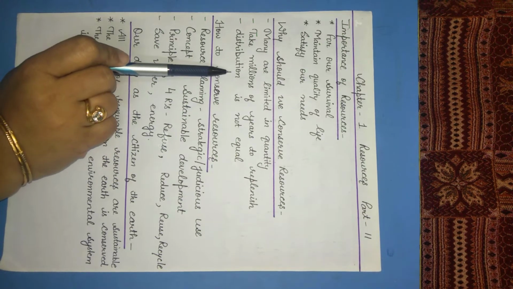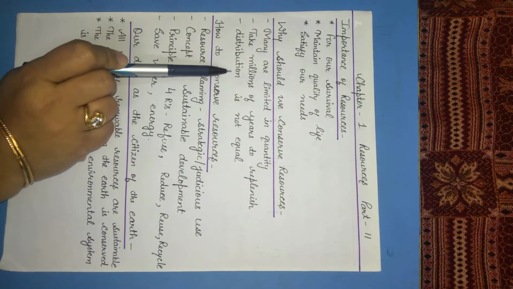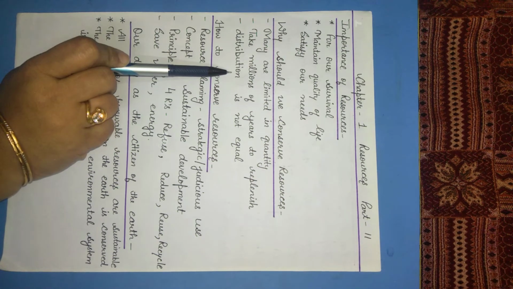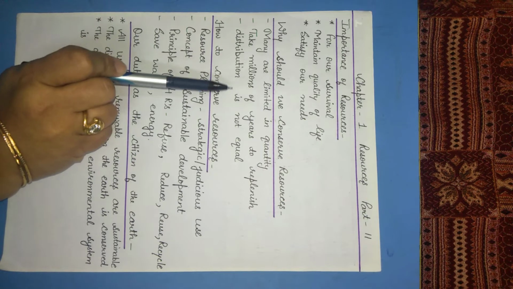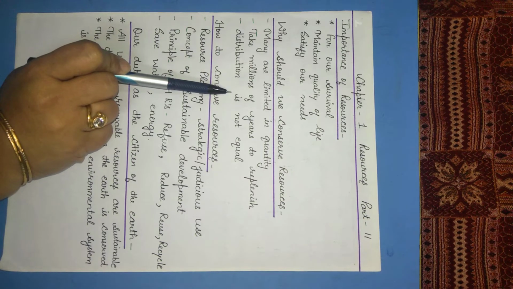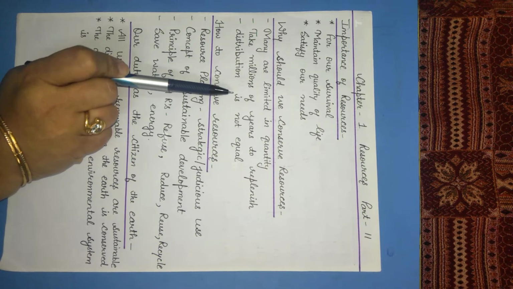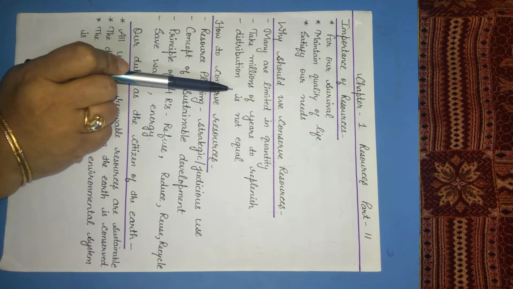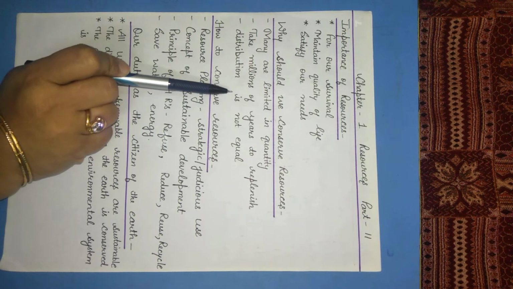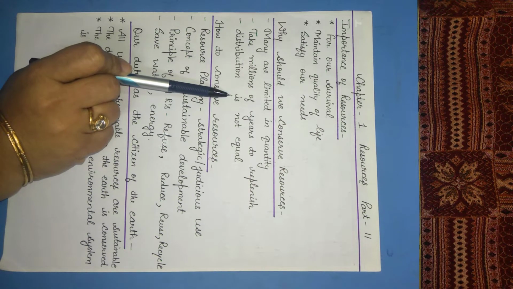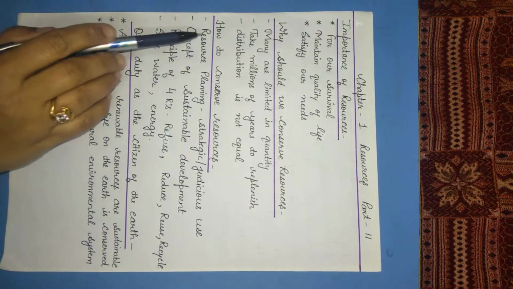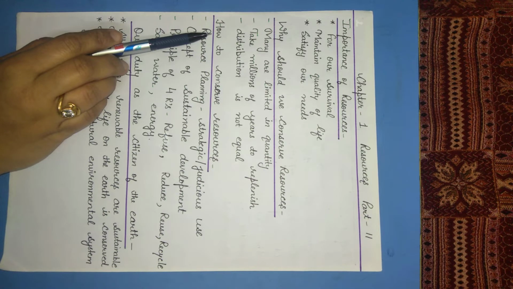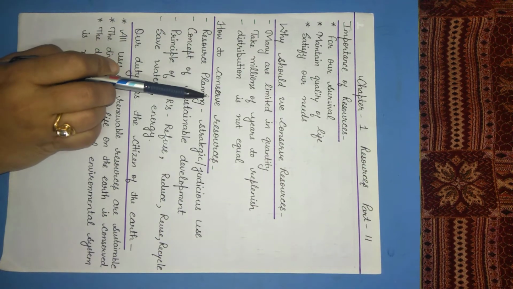There are some resources found only in a particular area, and some are only 1% of the earth's crust. That's why it has become the burning issue of the day to make people aware of conserving these resources. Then the question is, how can we conserve these resources?